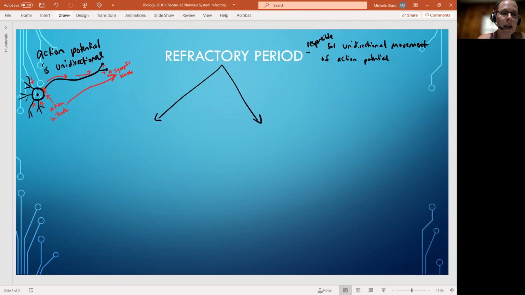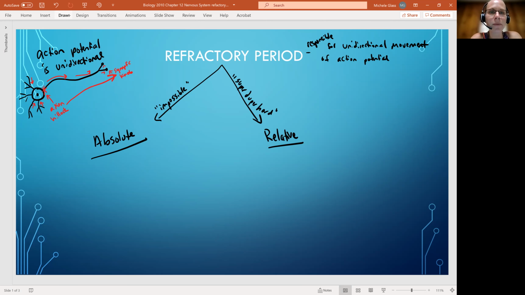We have what's called the absolute refractory period, and then we have the relative refractory period. And so the absolute, I would say, is, and I'm going to use quotations here, it's impossible to stimulate the cell again. Whereas in the case of the relative, I'll use quotes again, I'll say super duper hard. That's my technical terminology, y'all.